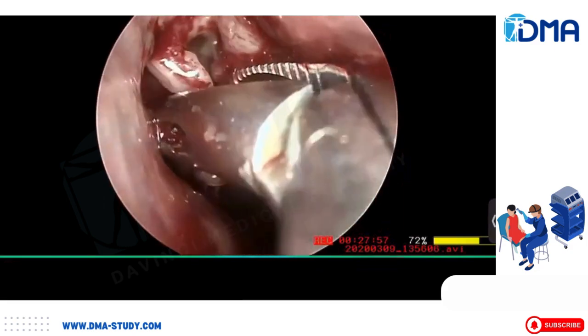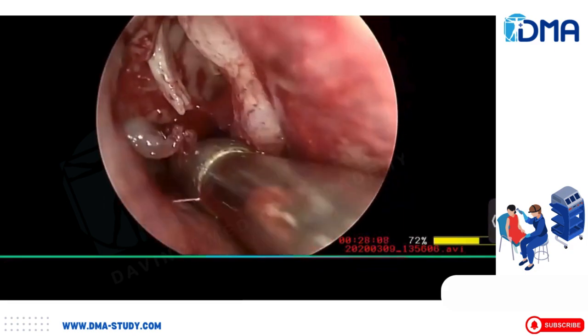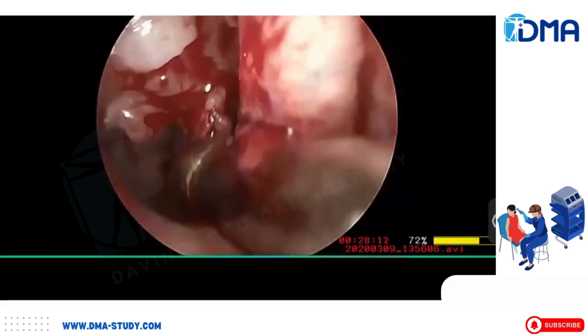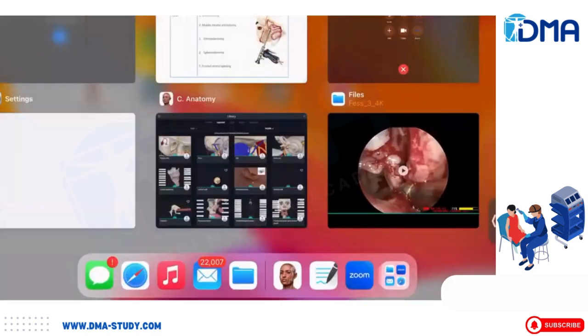Okay, this is how. Once I do that, can you see the canal? And that is the maxillary sinus that I could see. This is the maxillary sinus. Okay, this is how an FESS will be performed.